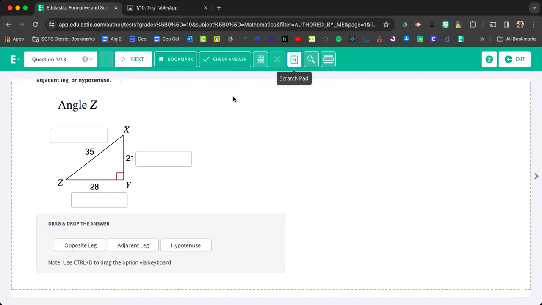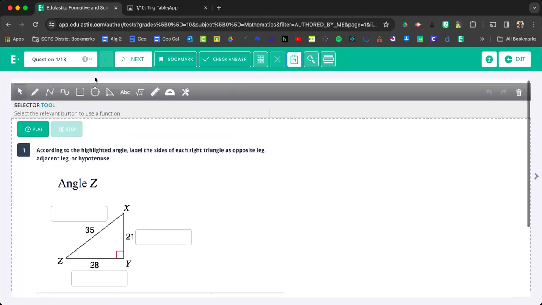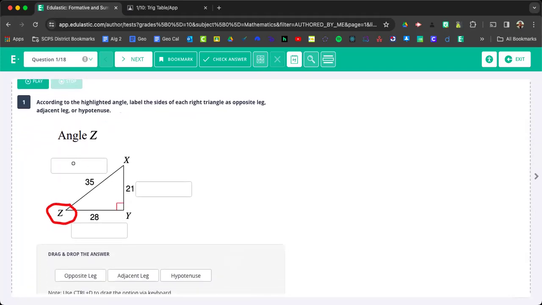And let me see, can I mark this up? I don't know exactly how this scratch pad works, but let me see what I can do. We're looking at everything from the perspective of angle Z, okay? So when we do that, we need to keep in mind what is opposite and adjacent to angle Z. Hypotenuse is going to be the same regardless. It is always going to be your largest side, and it is also always whatever is across from the right angle. So if I get rid of that right there, I can move hypotenuse to right here. 35 is my largest side, and it's also directly across from the right angle, okay?